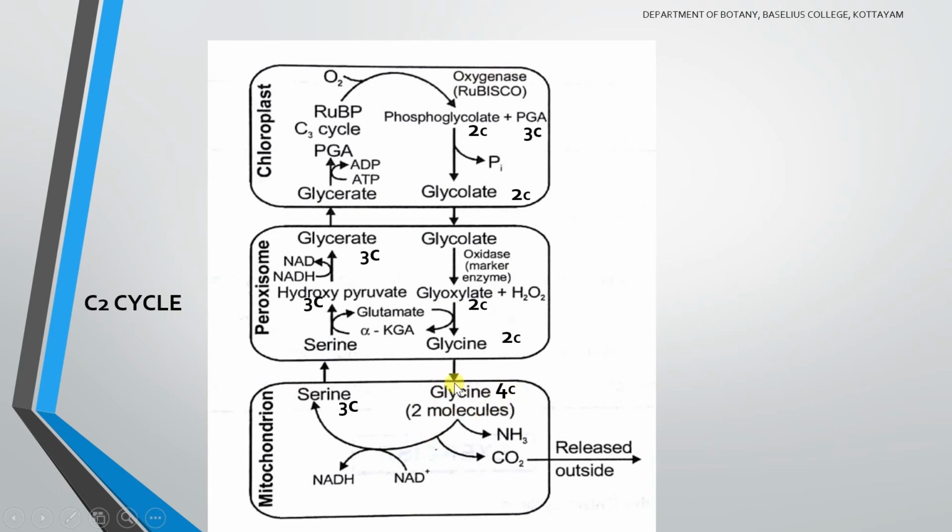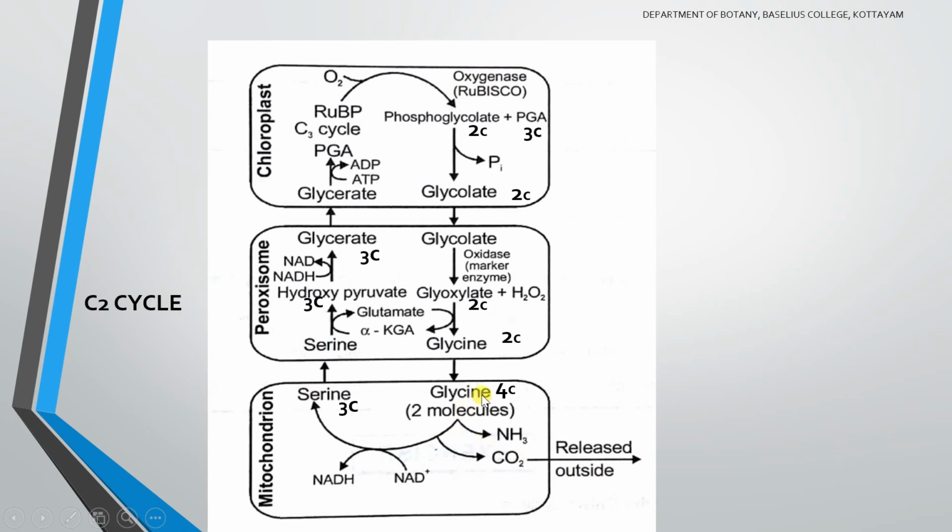So these two molecules of glycine interact with each other, and out of these 4 carbon, 1 carbon is released as carbon dioxide, and the remaining 3 carbon rearranges to form a new amino acid called serine. So a 3-carbon amino acid serine is forming, and the remaining 1 carbon is released as a waste product in the mitochondrion, which is released outside as a waste material.